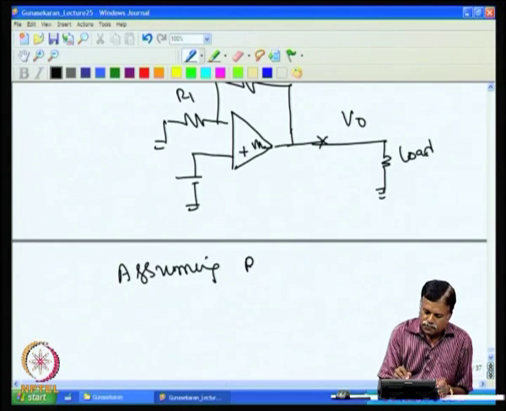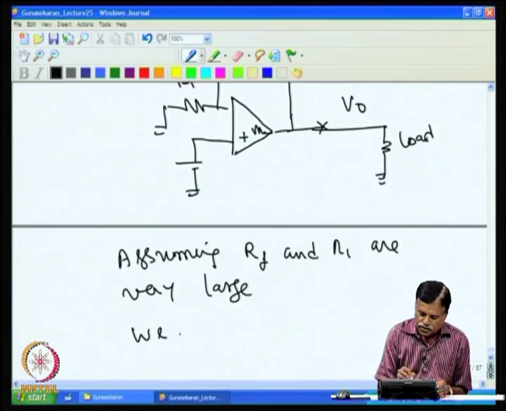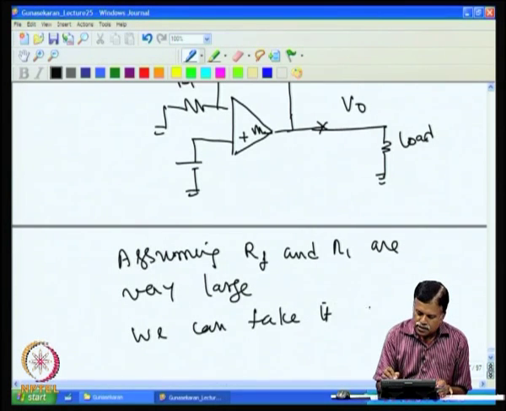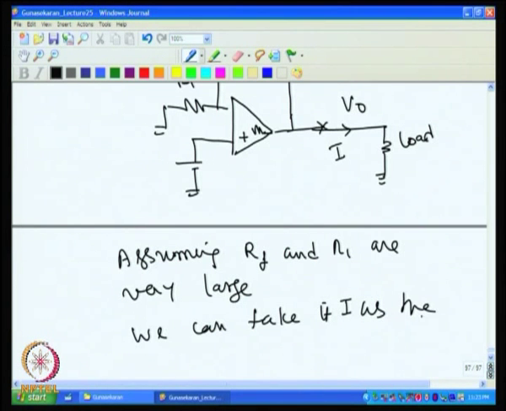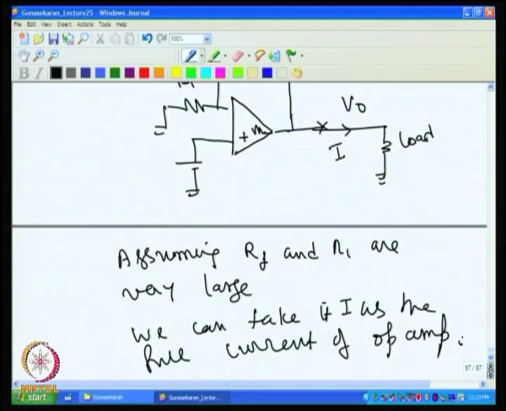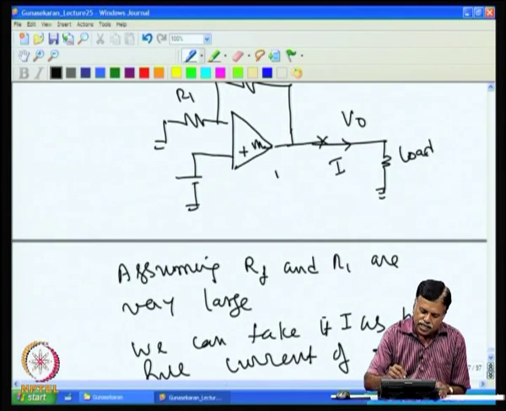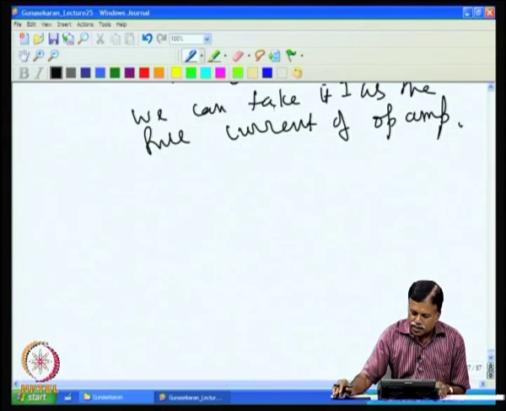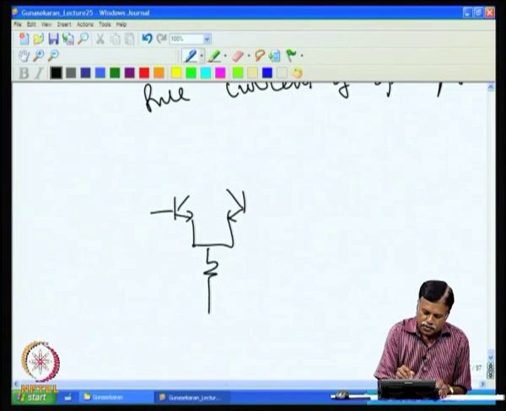Assuming RF and R1 are very large, we can take it as the actual current, the full current of the op amp. So, we assume that I is the full current of the operational amplifier. Now, if you look at the operational amplifier, what is the actual resistance involved inside this? Because it is acting as a source, it has its own resistance. If you look at our earlier op amp circuit, our classical op amp circuit, if we take.